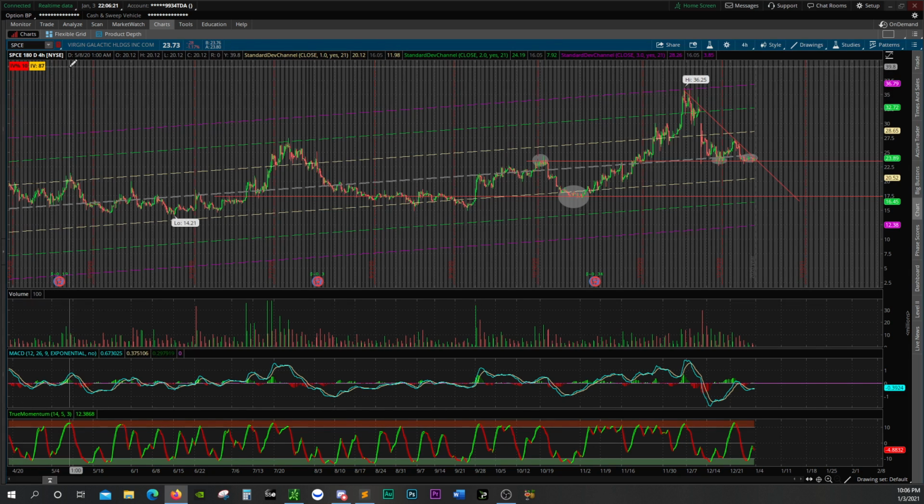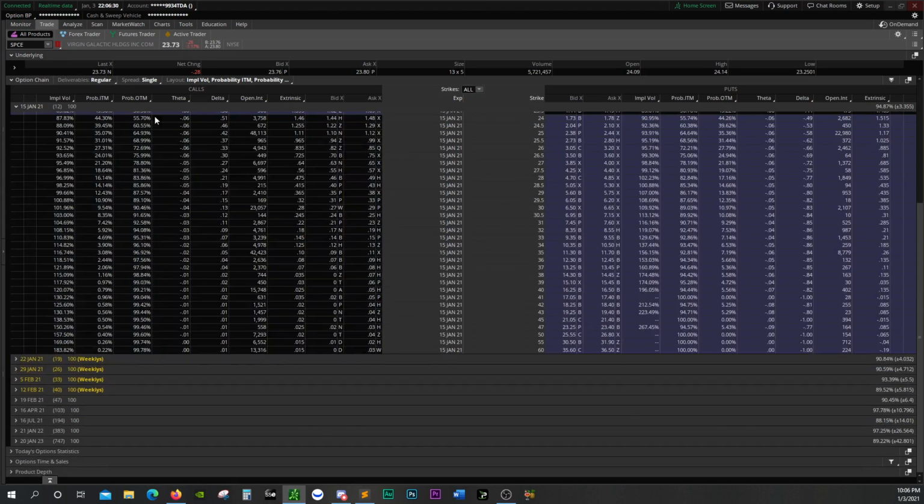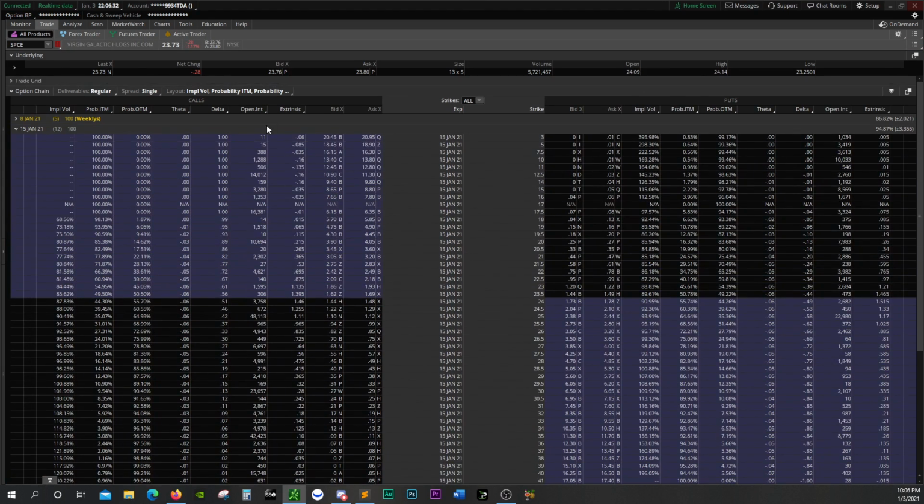There's no real way to interpret increasing or decreasing. You can't really tell if it's increasing or decreasing. All you can tell is how much is on a particular strike, right? So if you look at January 15th for SPCE, for example, it's showing 3,700 on the at-the-money call side. The $25 strike is 48,000. And there's actually quite a bit of interest on it right now. I keep calling it space, Virgin Galactic.